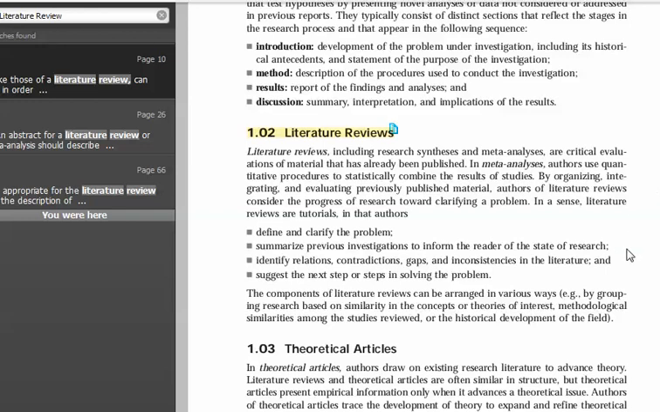But whatever element in the research that you want to focus on, you summarize it briefly, and then you define and clarify the problem in the literature review, and you summarize previous investigations, and then you identify the contradictions, gaps, and inconsistencies in the study. And then you suggest the next step or the steps in solving the problem. So this is what needs to take place in the literature review.